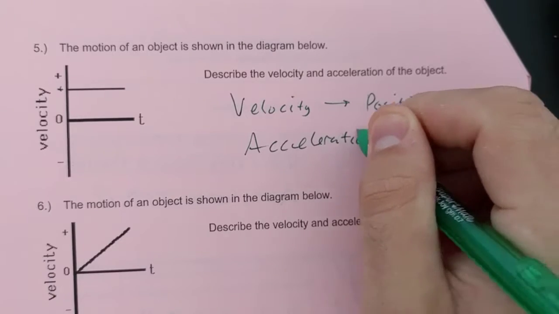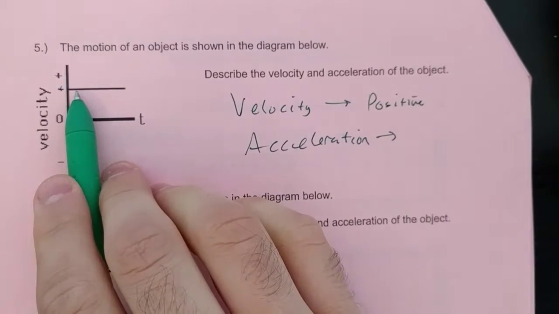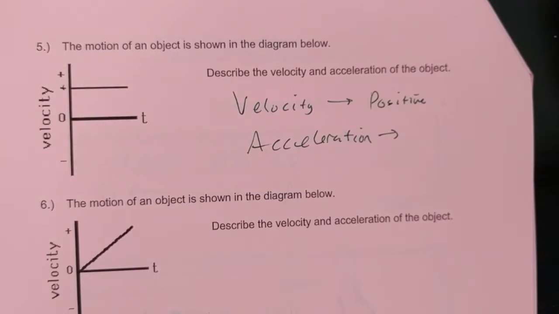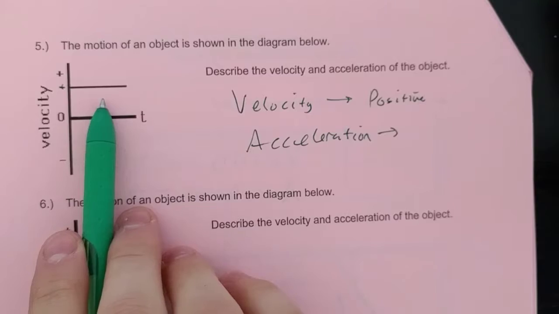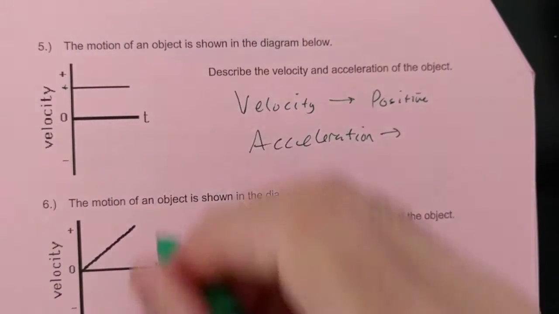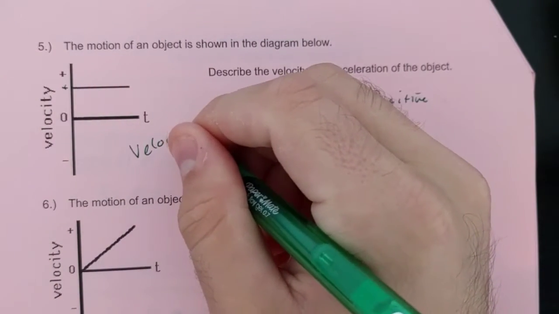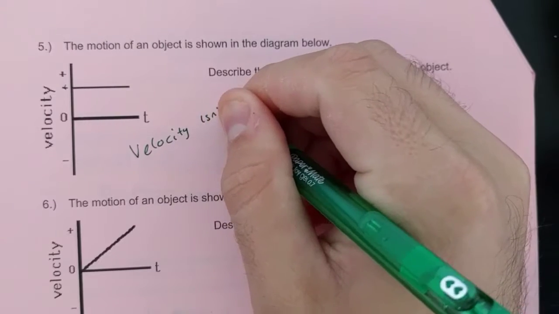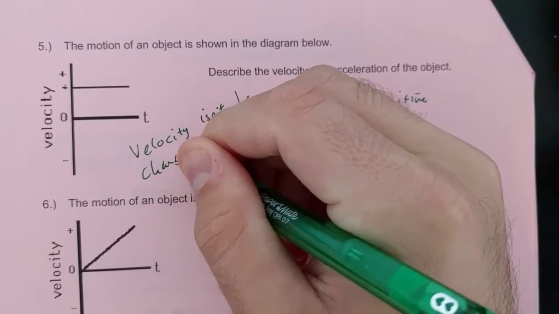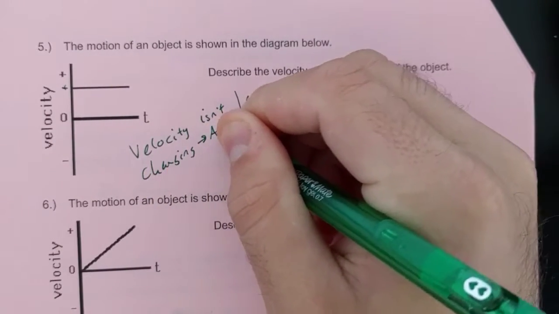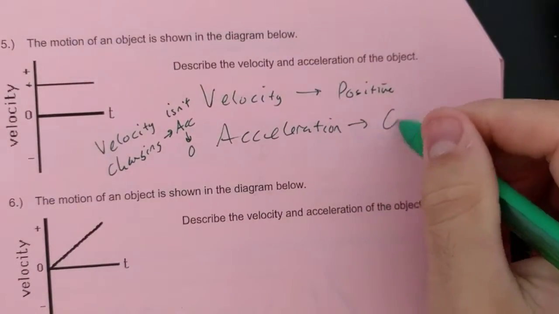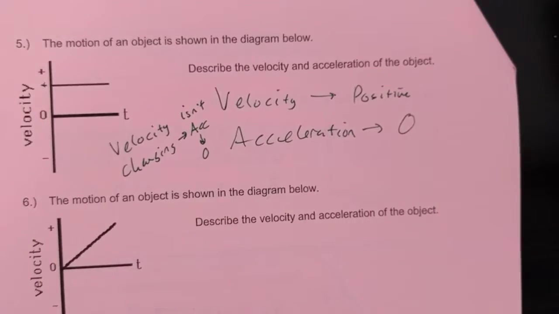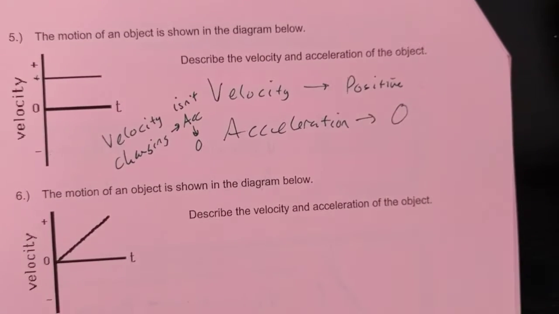Let's check the acceleration. Is the velocity changing? Ask yourself that question. Is the velocity getting larger, smaller, or is it staying the same rate? Because this line is horizontal and not moving up or down, velocity isn't changing. And because of that, the acceleration is going to be 0. Because the line is not going up or down, my acceleration is 0.